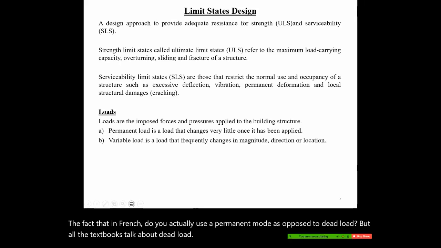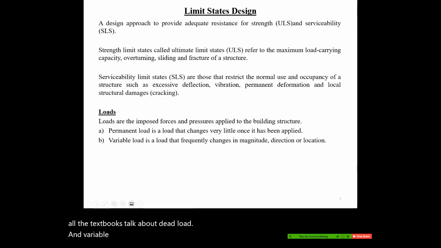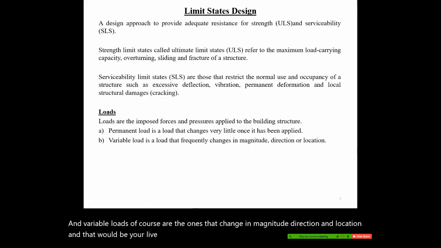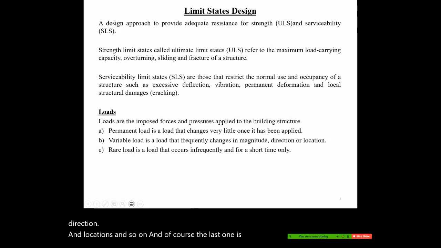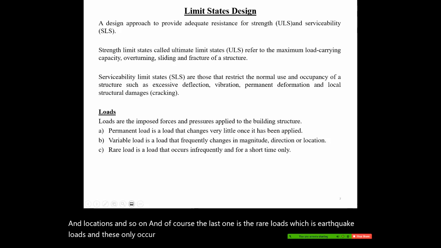And variable loads, of course, are the ones that change in magnitude, direction, and location, and that would be your live load, your snow load, your wind loads. Those all can change in direction and locations and so on. And the last one is the rare loads, which is earthquake loads. These only occur very infrequently for a short period of time. And this is the earthquake load.